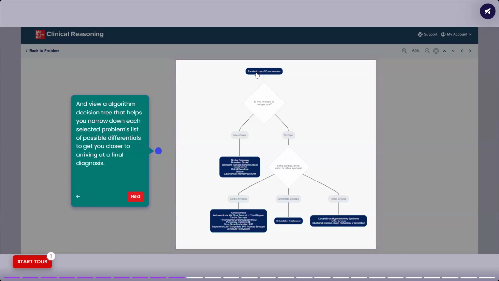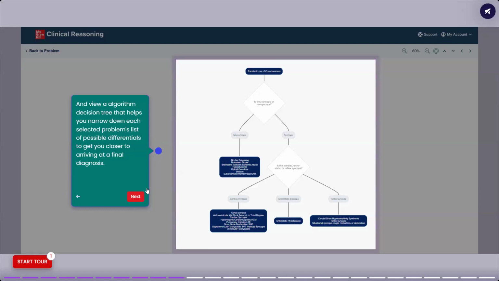So if the patient presents with transient loss of consciousness, as a first step, I need to know, is this syncope or non-syncope? This is the main question that I need to start with. If it's syncope, I have to check whether it's cardiac, orthostatic, or reflex. And then accordingly, I have other tests and other diagnostics to go through. And if it's non-syncope, I want to rule out these different differentials and make the proper diagnosis.